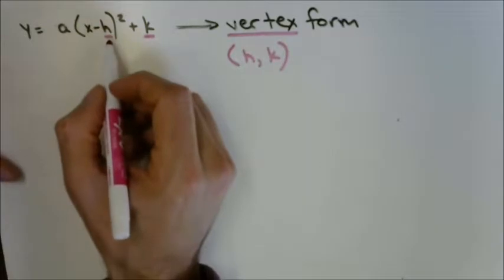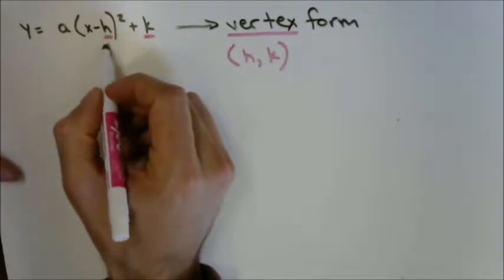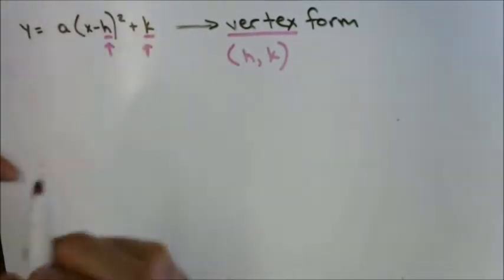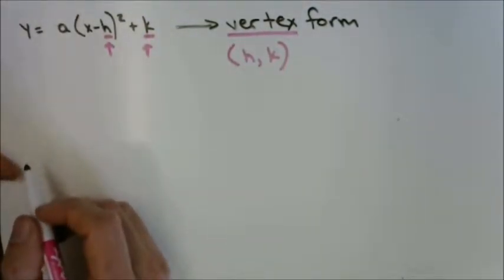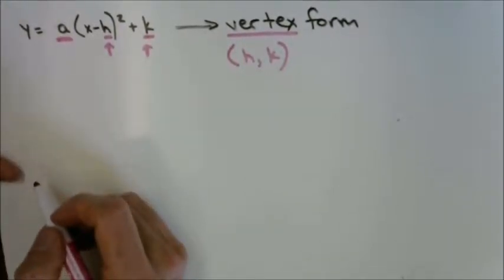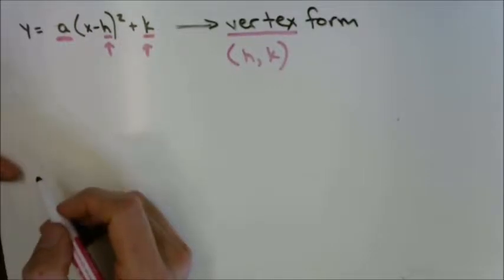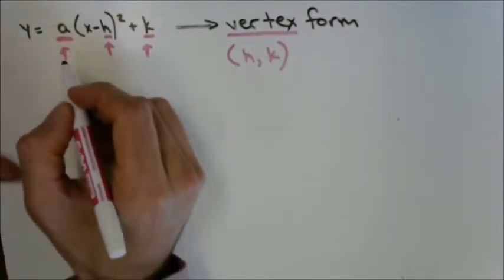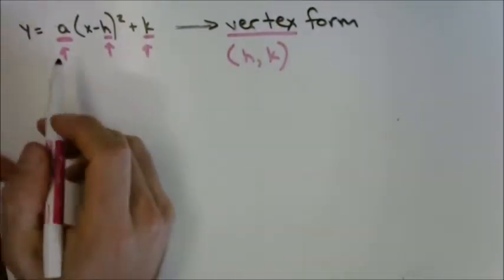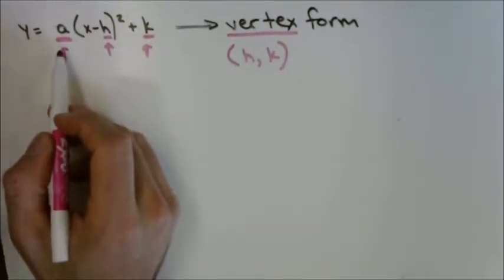Good. So you've said this is our horizontal translation and this is our vertical translation. What else does this form give us? What does a give us? a gives us our vertical stretch or compression. h and k move it around, a tells us the shape. Vertical stretch or compression.